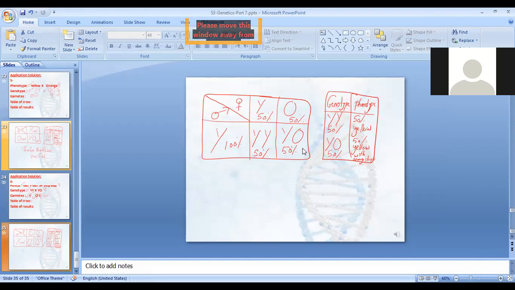Pay attention here. You have to know that both of them should be capitalized. Whenever we have two colors expressed together, this is the case of codominance. Whenever we have a color that is between two colors, this is called intermediate dominance. You have to be careful about these notes very well. And also you have to review the notes related to the pedigree as well.